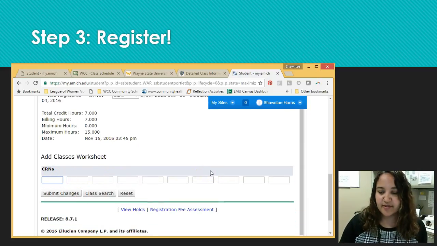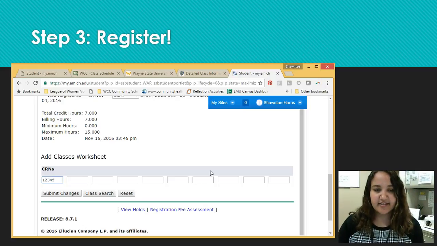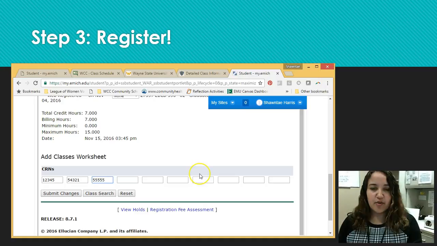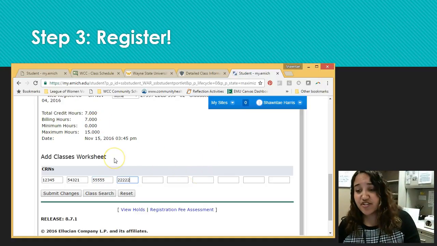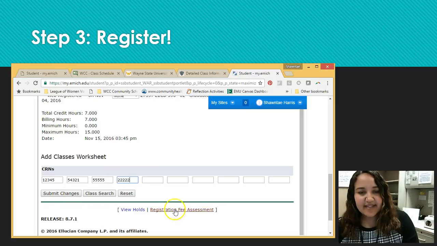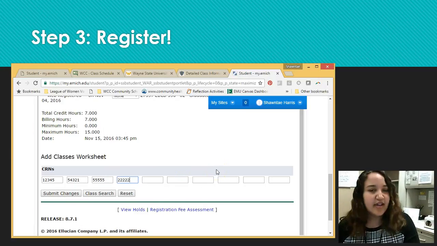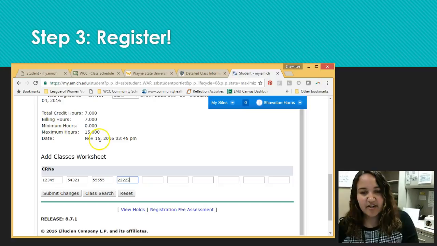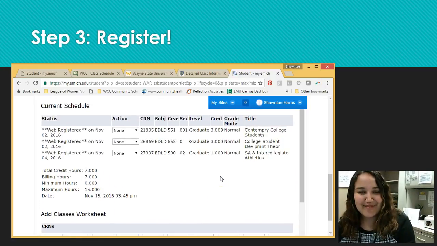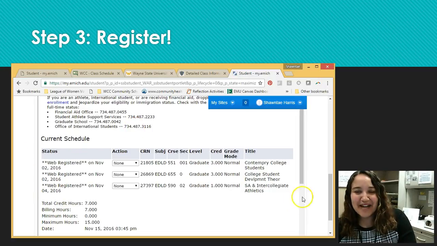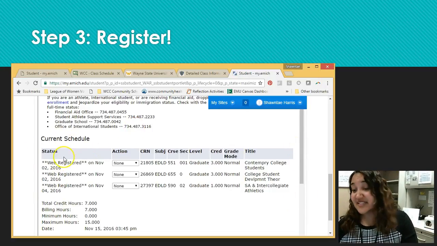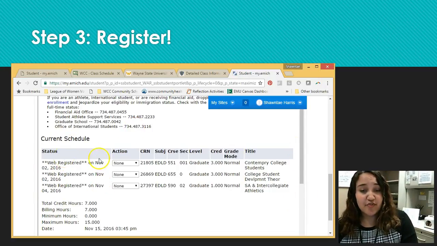So let's say I need this class, and then these numbers. So I've written down all my CRN numbers. When my registration opens, whatever day and time that is, I'm all prepared. I sit down when registration opens and I type in all my CRN numbers, and then I'll hit submit changes, which I'm going to actually not do because I'm already registered. And then this box will pop up where I can see my schedule for the semester I just registered for.